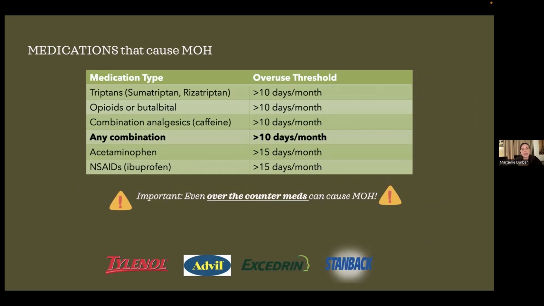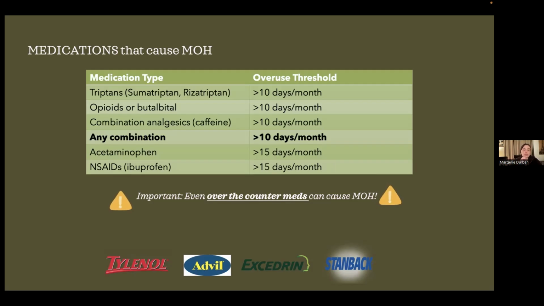For some of them, if you take them more than 10 days in a month, you put yourself at risk of developing these medication overuse headaches. And for some others, like acetaminophen, NSAIDs, more like over-the-counter medications, 15 days a month is the threshold. What's interesting is that any combination of any of these together, if you take them more than 10 days a month, puts you at risk of medication overuse headache.